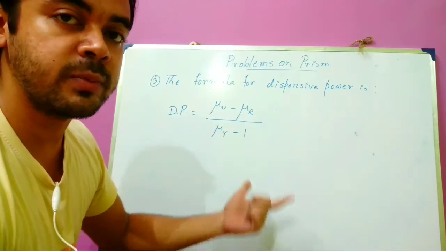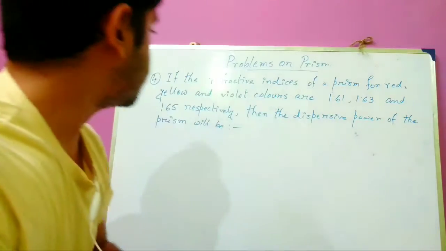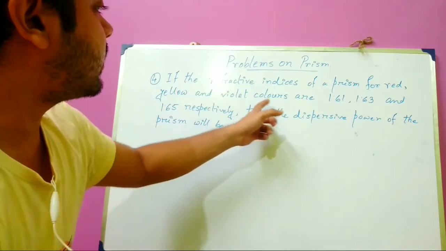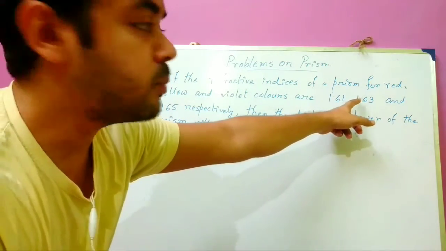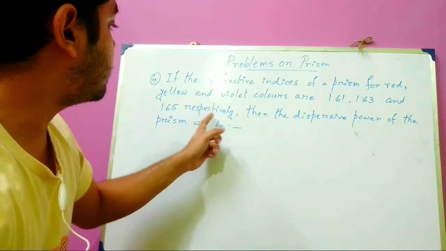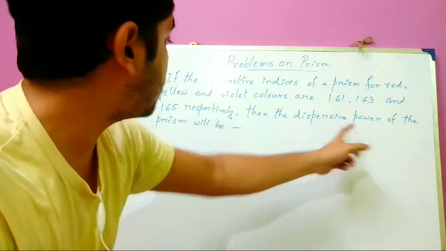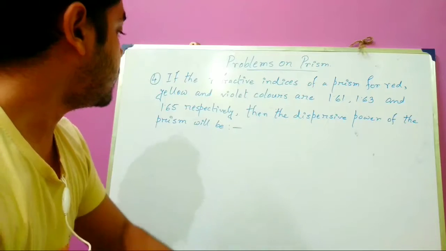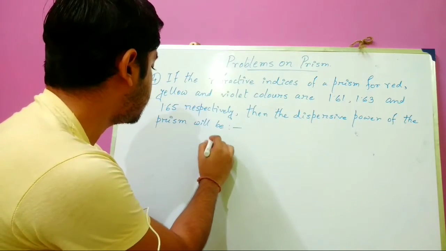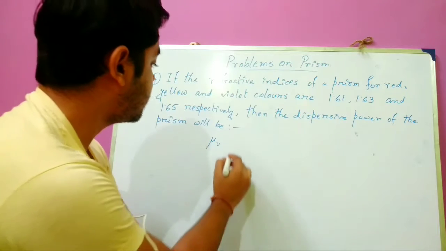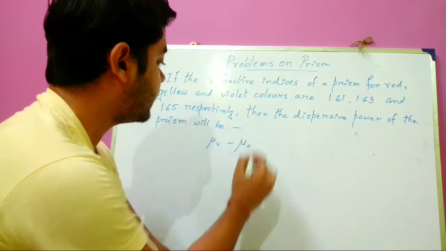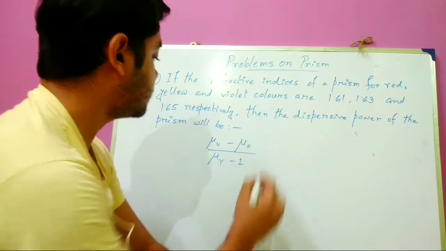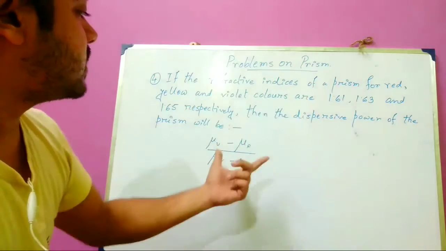Okay, so let's see question number 4. Question number 4 says, if the refractive indices of a prism for red, yellow and violet colors are 1.61, 1.63 and 1.65 respectively, then the dispersive power of the prism will be? We know the formula of the dispersive power of a prism. It is given by the refractive index for violet light minus the refractive index for red light, divided by the refractive index of yellow light minus 1. Okay, now put these values in this equation.